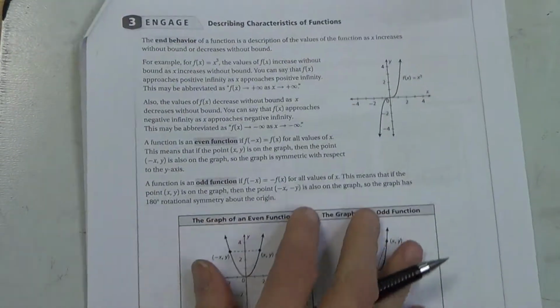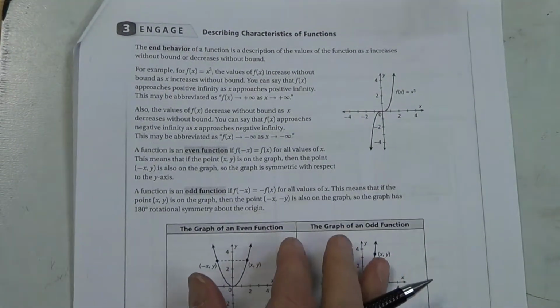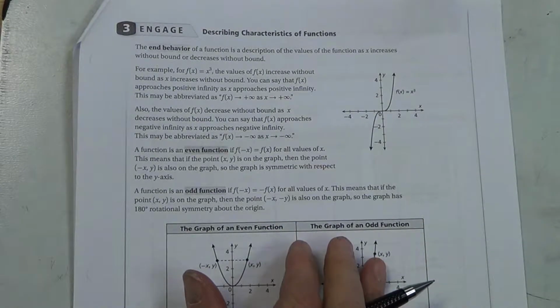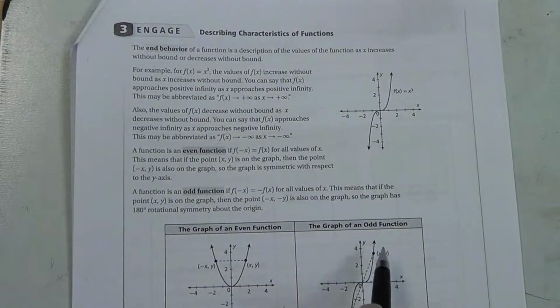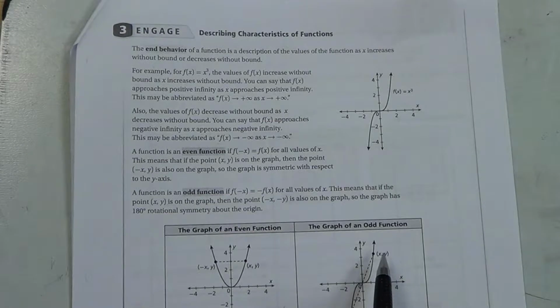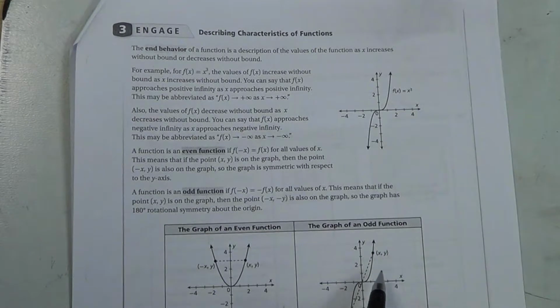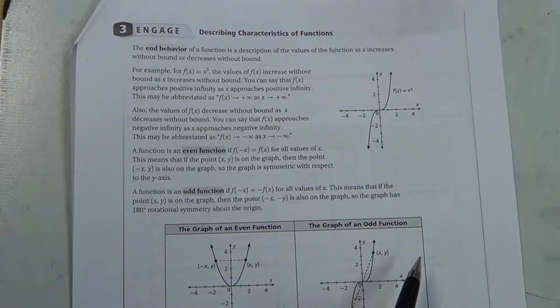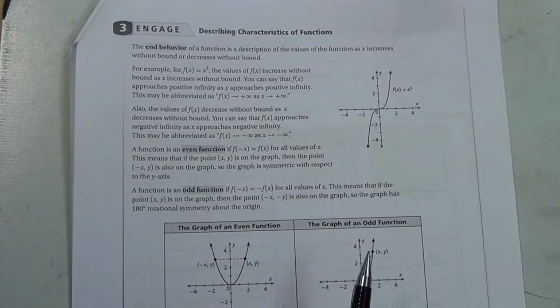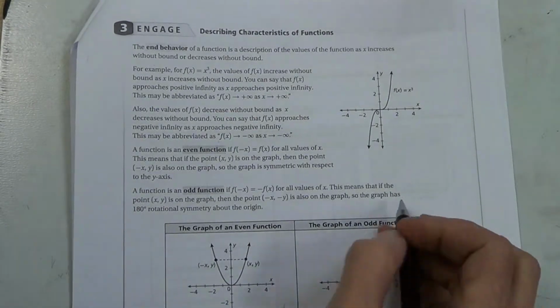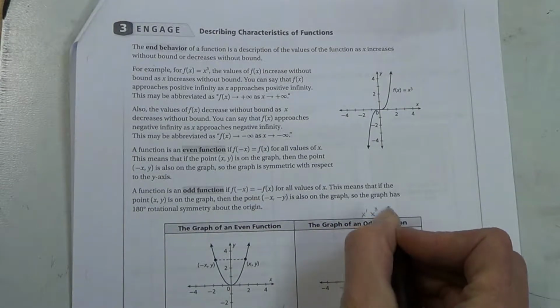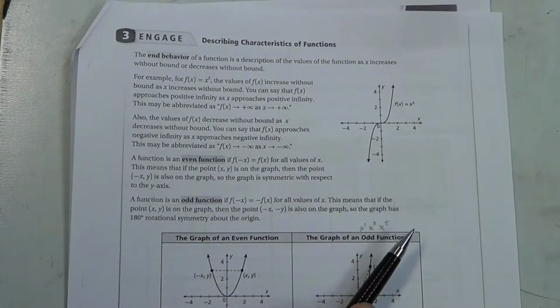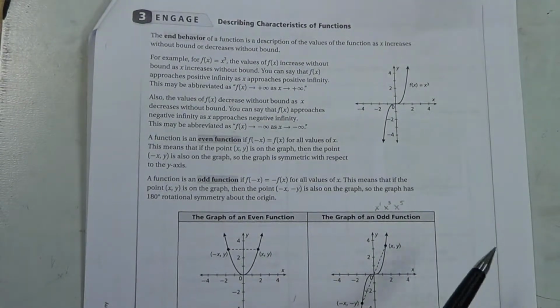Okay, next up, describing characteristics of the functions. All that we're looking at here are again these end behaviors. An end behavior is what's happening at the end of the graph. The end behavior of a function is a description of the values of the function as x increases without bound or decreases without bound. And it's exactly what we said is happening on the odd functions. Now we're just grouping all the x to the 1, x cubed, and x to the 5 together. They all have this general same type of situation here.